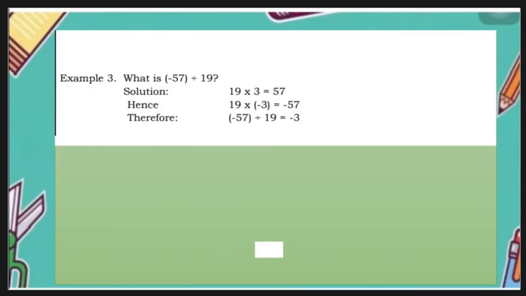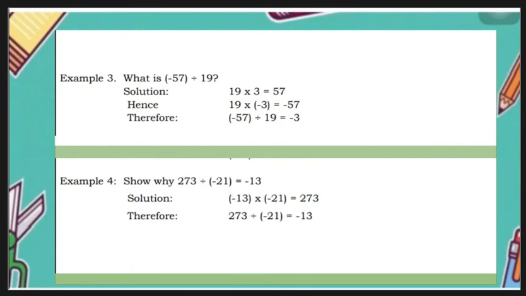Next, example number 3. What is negative 57 divided by 19? We have 19 times 3 is equal to 57. Hence, 19 times negative 3 is negative 57. Therefore, negative 57 divided by 19, since different sign, positive and negative, the answer is negative 3.